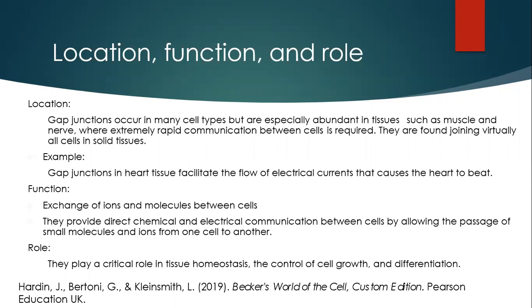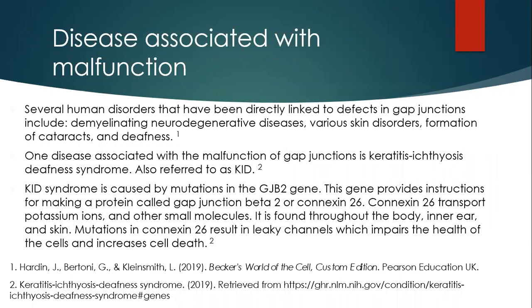An example of gap junctions occurs in heart tissue, in which they facilitate the flow of electrical currents that cause the heart to beat. Their main function is to exchange ions and molecules between cells. And as I said, they provide a direct chemical and electrical communication between the cells, allowing the passage of small molecules and ions from one cell to another. They play a critical role in tissue homeostasis, as well as cell growth and differentiation. So as we could tell, gap junctions are very essential to life.